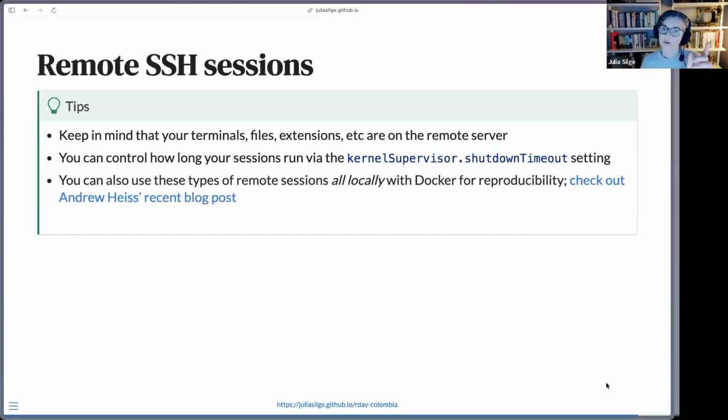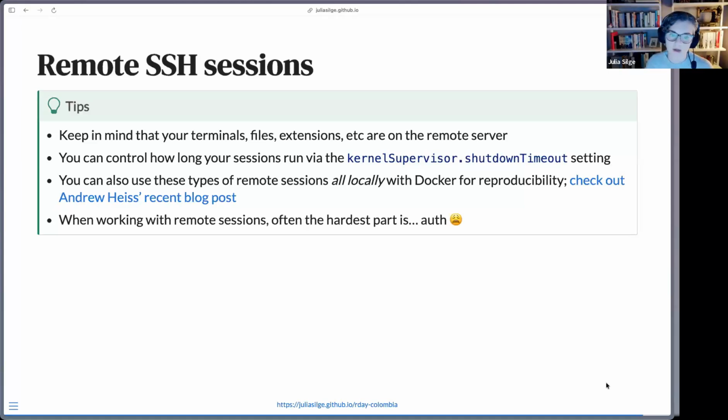You can use all these types of remote sessions locally with Docker for reproducibility. This does not solve any problems around memory or performance. In fact, it makes it worse, right? If you have a whole Docker container running everything in it. But it can be very useful if you have high reproducibility needs. And I will point you to this blog post about it.